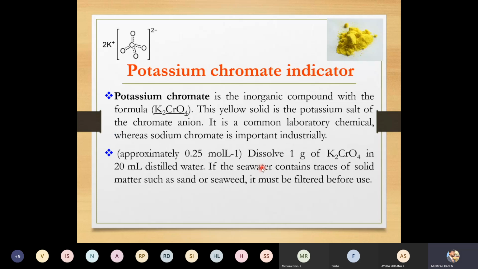The next indicator is potassium chromate. Potassium chromate is the inorganic compound with the formula K2CrO4. This yellow solid is the potassium salt of the chromate anion. It is a common laboratory chemical, whereas sodium chromate is important industrially. It is the anionic nature of chromate accompanied with potassium. Approximately 1 gram of potassium chromate dissolves in 20 ml distilled water. If the seawater contains solid sand or seaweed, it must be filtered before use.